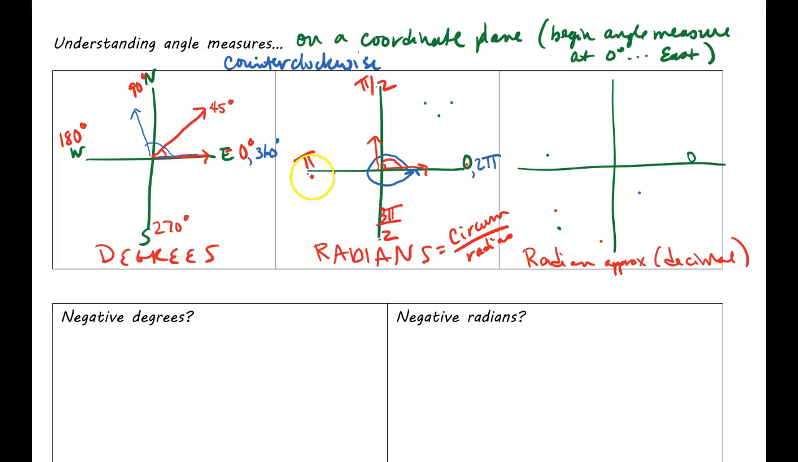So like pi is easy because we all have memorized for the last like 10 years that pi is 3.14. So this is 0. This is 3.14. Now if I make it all the way around my circle, that would be 2 pi, or 2 times 3.14, which is 6.28.